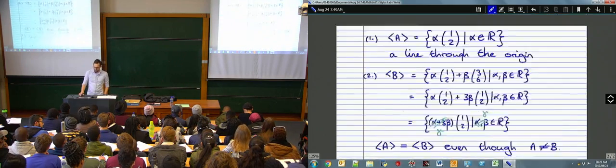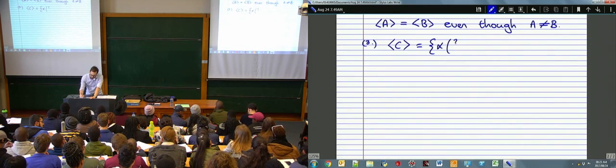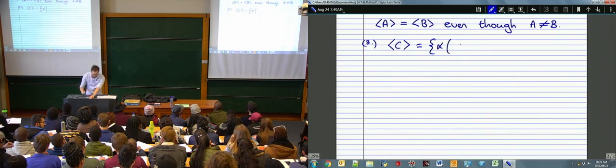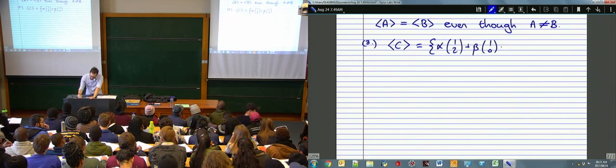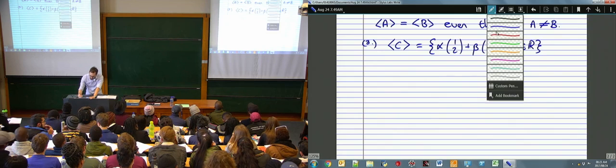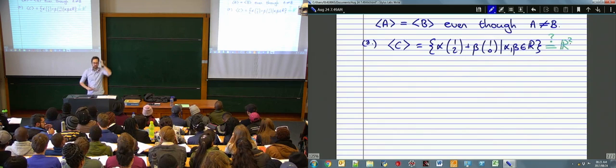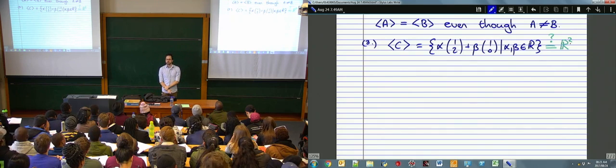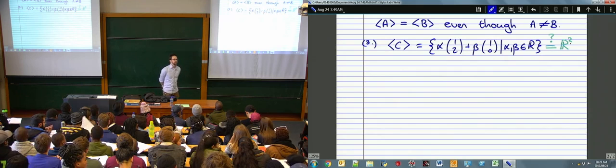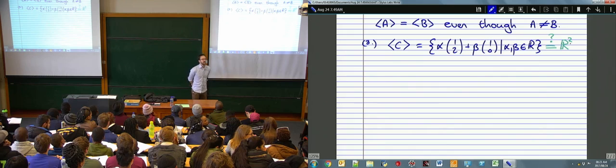And let's think about that a little bit, right? So this is alpha 1, 2. Plus beta 1, 0. And someone said, though maybe it's not immediately obvious why, that this is all of R2. So why is this all of R2? Who said that it was all of R2? Yeah, why is it all of R2?